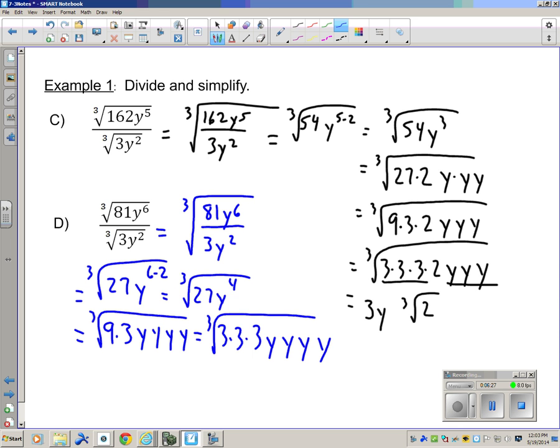Still doing cube root, so looking for groupings of 3. So I've got a grouping there of 3. I'm going to pull it out. Got a grouping there of 3 y's, going to pull it out. I'm left with the cube root of y. So I can't break that down any farther, so I'm finished with that one.